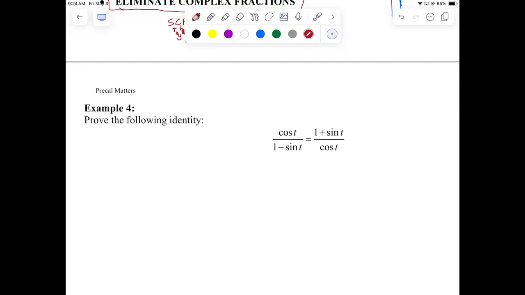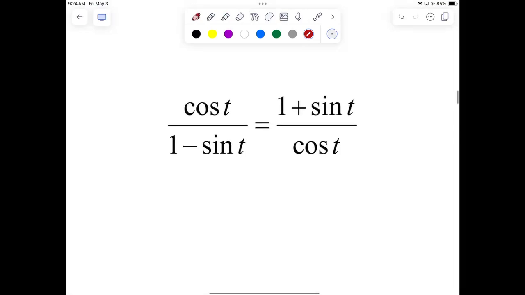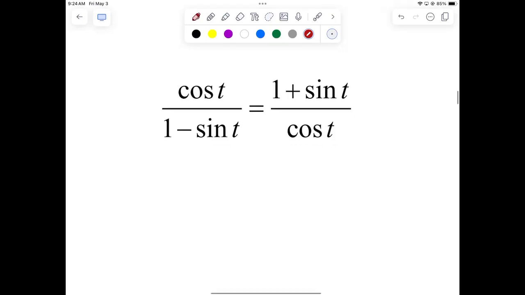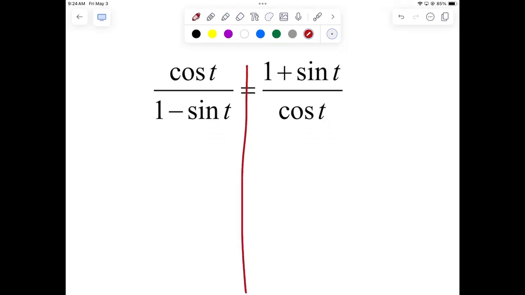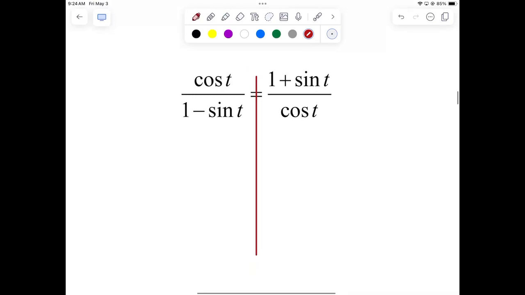Or do you? Prove the following identity. Notice we switched to a variable of t instead of variable of x. Is that okay? Yeah, that's fine. All right. So I draw a line down the middle. And that discourages me from multiplying both sides by something or adding something to both sides. I got to work on each side independently.